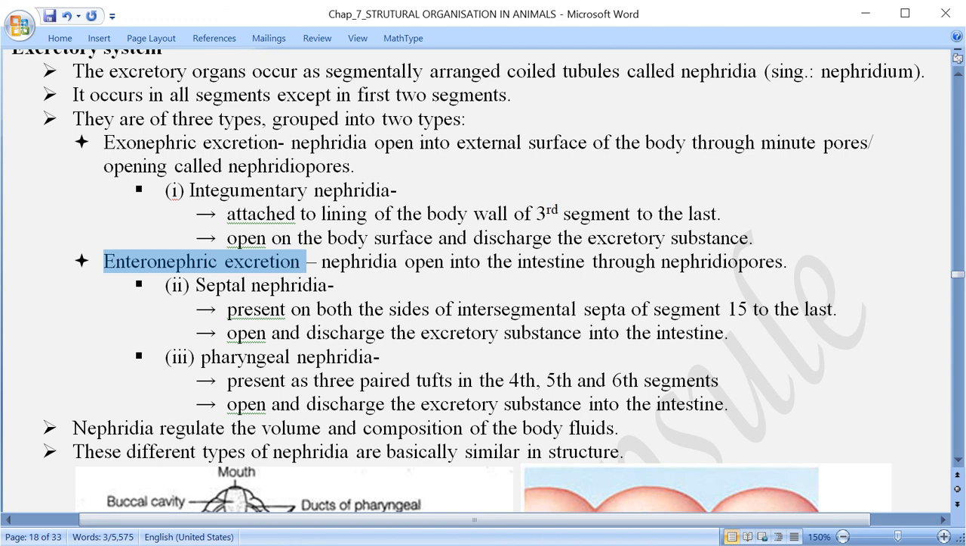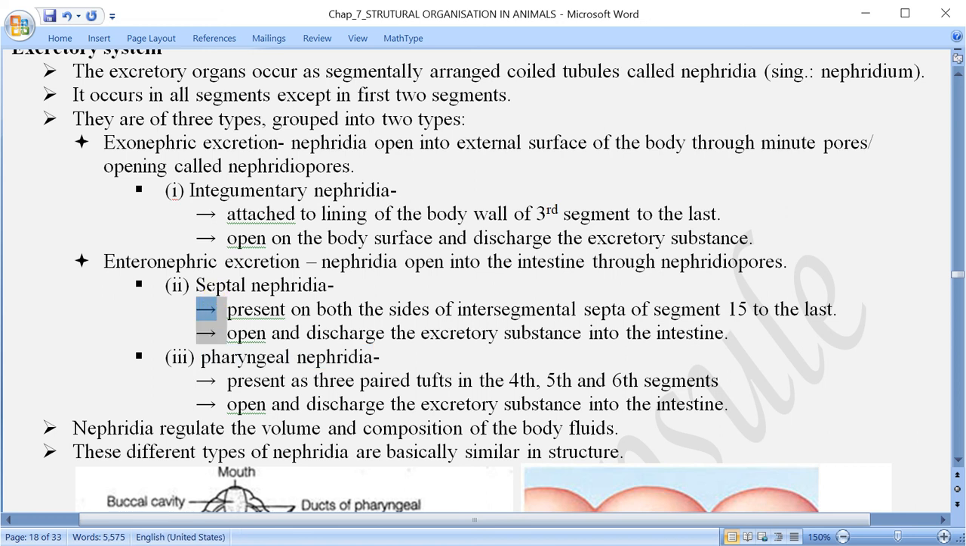Here also, whatever the waste material or excretory substances are absorbed by the nephridia, it has to pour or transport into the intestine, and then from the intestine it is passed out of the body through the anal opening. Now here, this is composed of two types of nephridia. One is septal and the other one is pharyngeal nephridia.